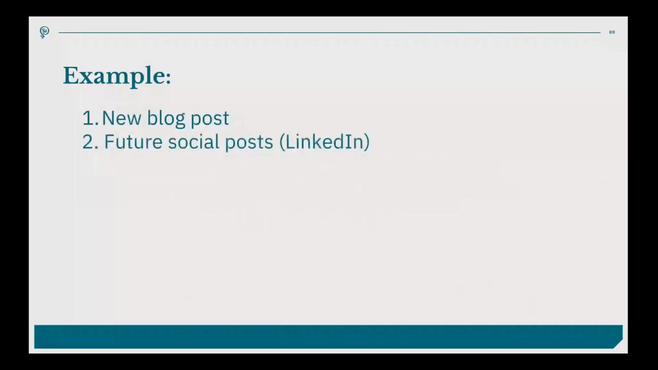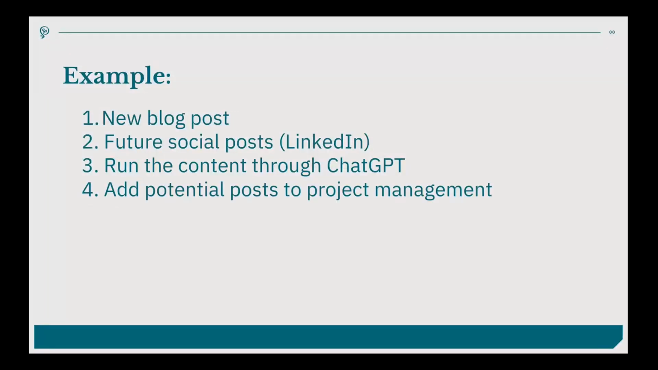So here are the steps I follow for one of my automations for content repurposing. I start with a new blog post. I want the content of that new blog post to be turned into future social posts for LinkedIn based on the ideas that I wrote. I run the content through ChatGPT with some specific instructions about how to format that post for LinkedIn based on my style and my tone of voice. And those potential social posts are then added to my project management tool. All of this is automated.